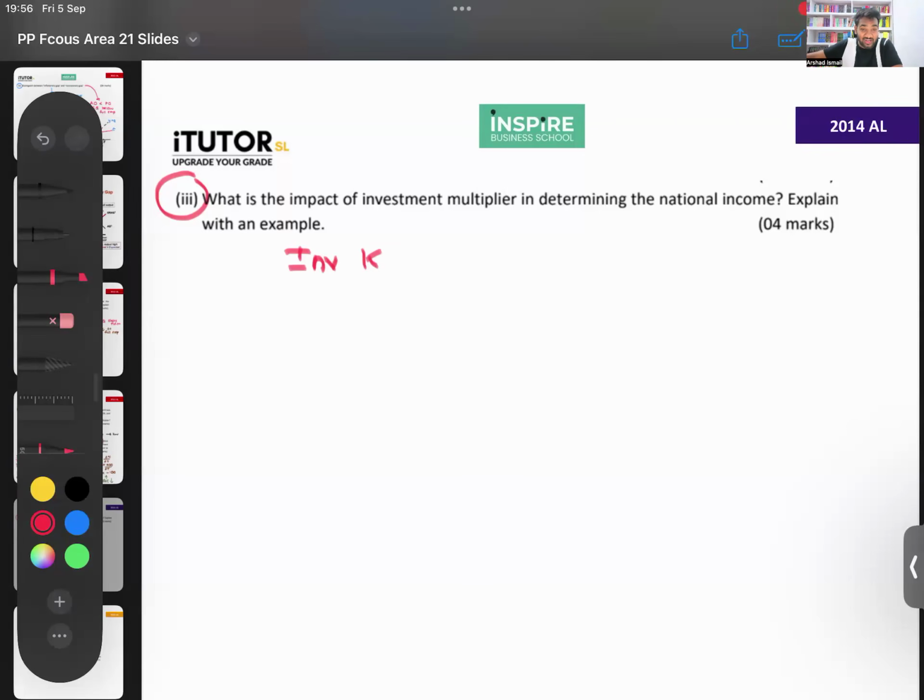So now you can show how the investment multiplier is calculated. Show the equation. Then say, let's assume MPC is 0.8. If MPC is 0.8, our multiplier is 5. Then let's say investment increases by 200, it will get multiplied by 5. National income will increase by 1,000. Put an equation and explain.